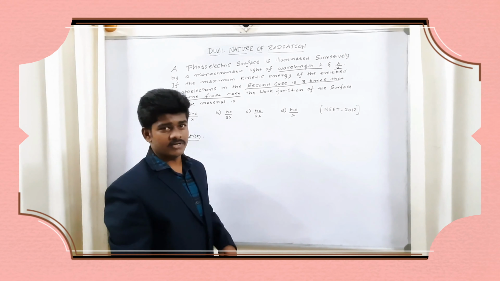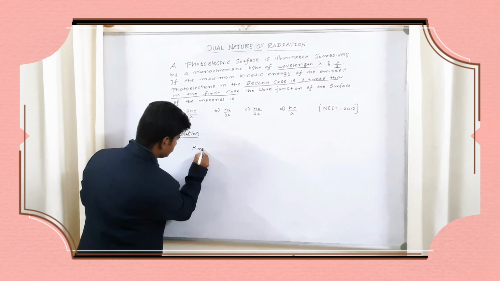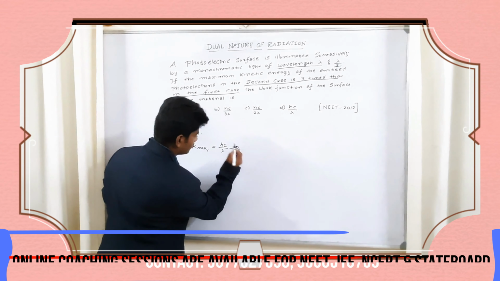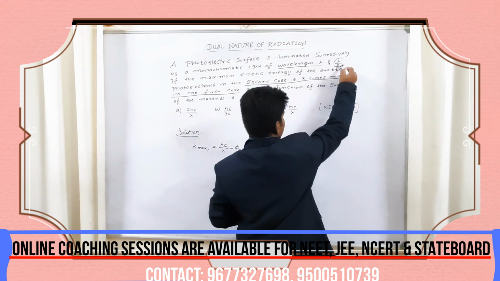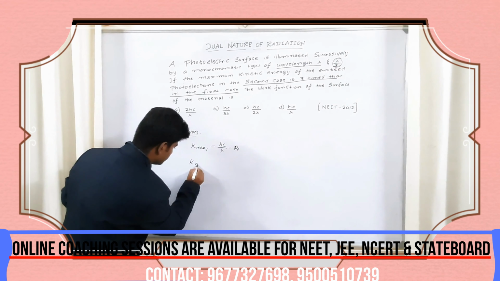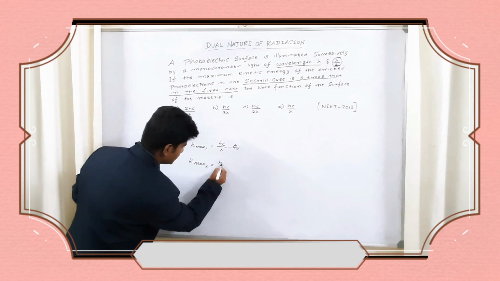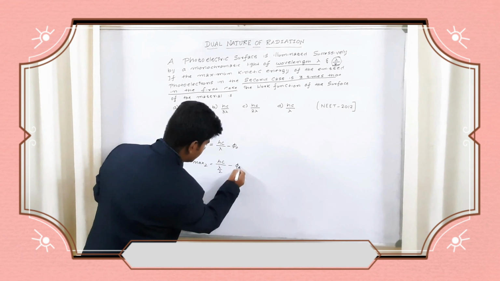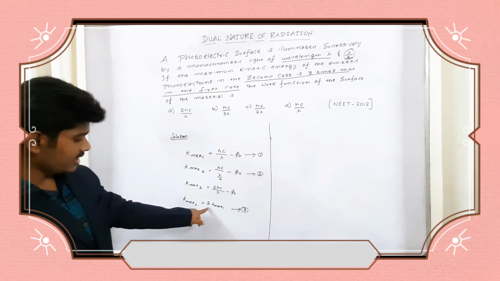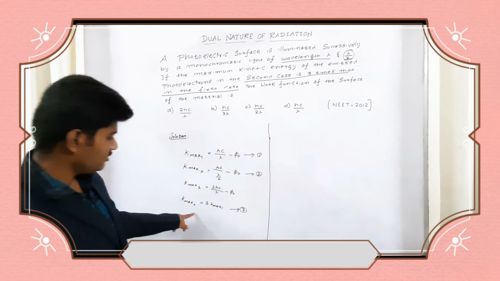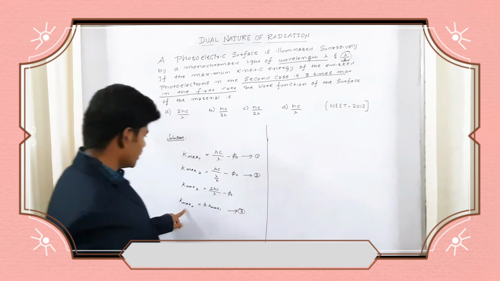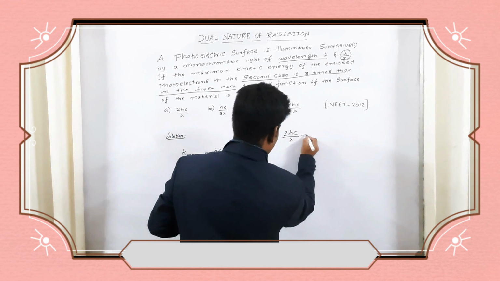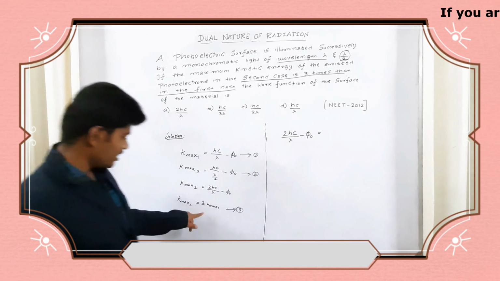Let us go to the solution. According to Einstein's photoelectric equation, Kmax1 is equal to Hc by lambda minus phi naught. In the second case, they have given lambda by 2. Kmax2 is equal to Hc by, we substitute lambda by 2 in place of lambda, minus phi naught. Here Kmax2 is equal to 3 times Kmax1. We substitute 1 and 2 in the third equation. We write Kmax2 value is equal to 2Hc by lambda minus phi naught is equal to 3 times Kmax1.